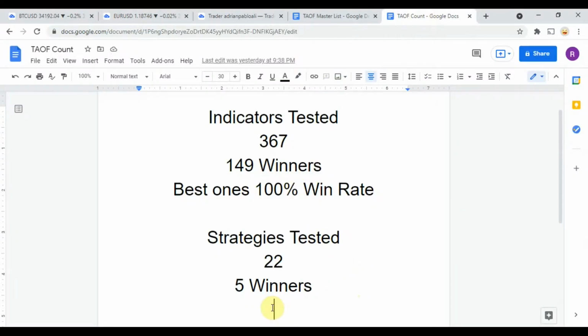So to date, we have tested a total of 22 different strategies with a total of 5 different winners. We have also tested a total of 367 indicators with a total of 149 winners, which means that they have met or exceeded the 60% win-loss ratio threshold that we have set for them. The best ones so far were able to achieve a 100% win rate.